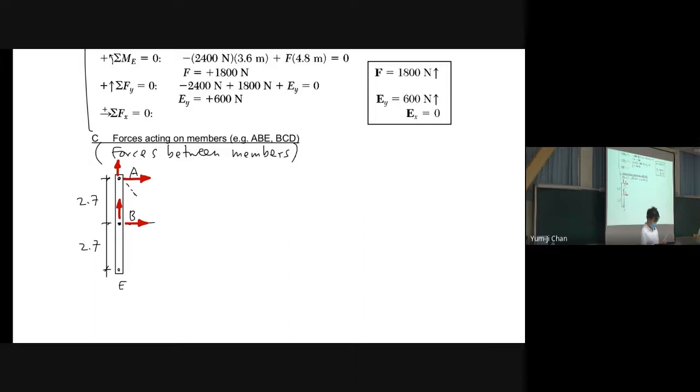And for point E, of course we have determined the forces at point E. So simply write EX equal to 0 and EY equal to 600 Newton. And this EX and this EY, AX and AY.